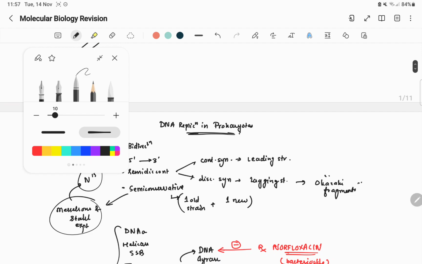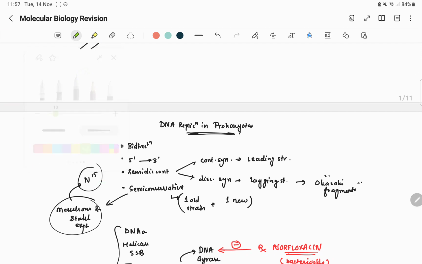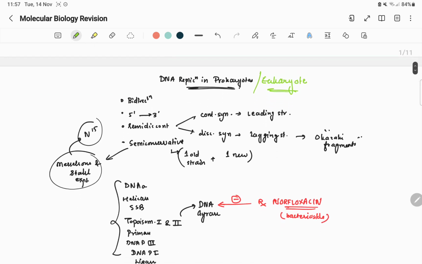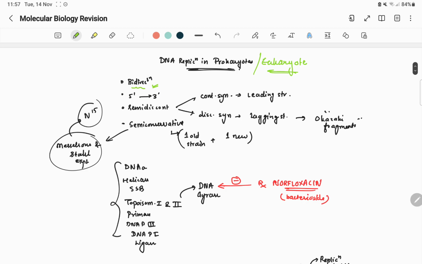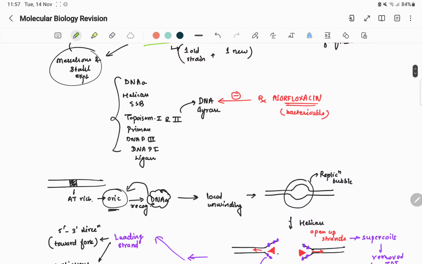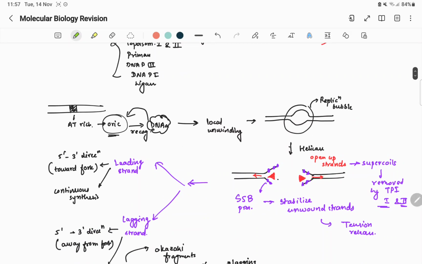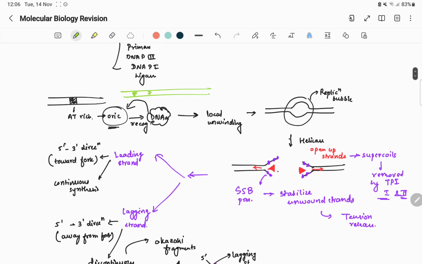Let's talk about DNA replication in eukaryotes. In eukaryotes also we have bidirectional replication, 5' to 3' synthesis. This is also semi-discontinuous, semi-conservative. But the difference is that prokaryotes have only one ori, while in eukaryotes you will see many such sequences. The multiple ori are present.